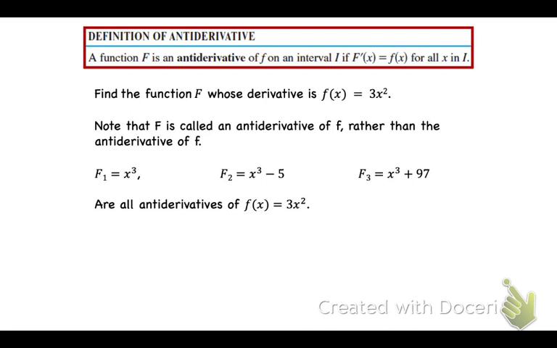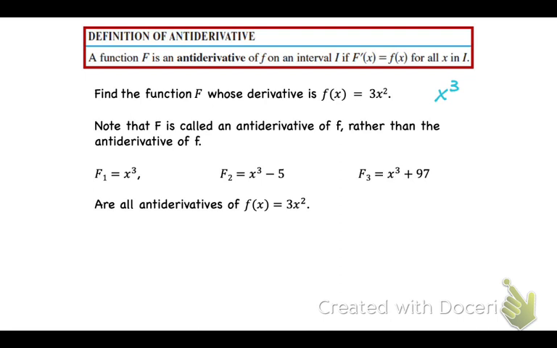So it says find the function F whose derivative is f of x equals 3x squared. So that's the derivative. What was the function? X cubed. X cubed? How did you get that? Because it's 3x squared. So this function was originally x cubed. Oh, so you're going backwards. So you're doing the inverse operation. So the question you're asking yourself is, where did it come from?